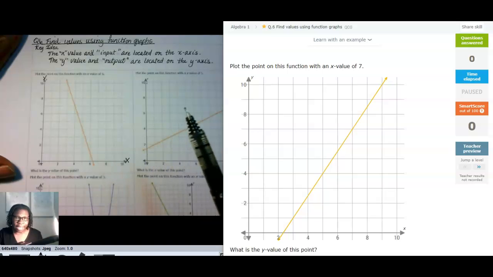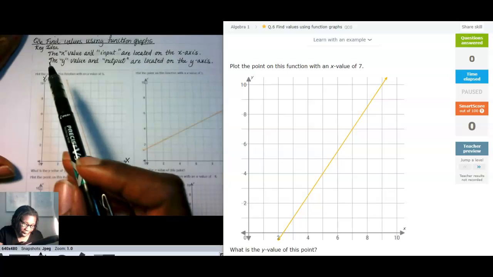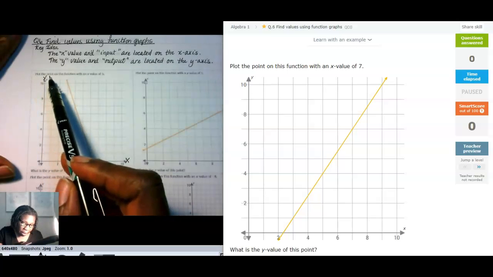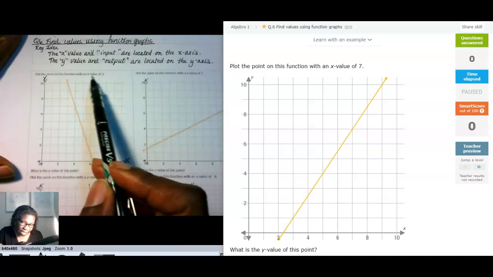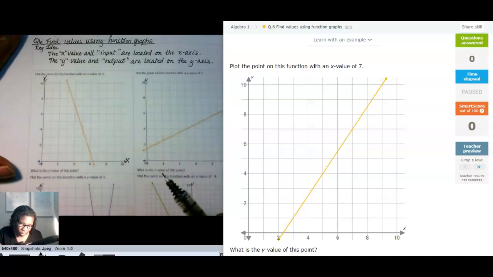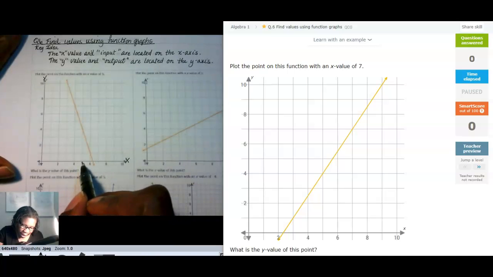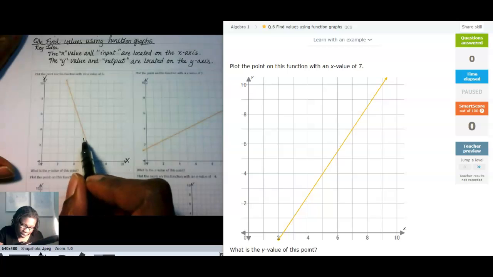What we're going to be asked to do is to find x values when y values are given to us and find y values when x values are given to us. So let's go ahead and jump right in. Here we're asked on the first question, plot the point on this function with an x value of 5. So what they're saying is, when x is 5, what is y?